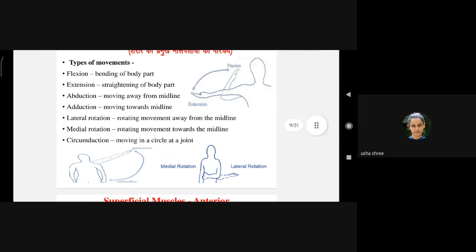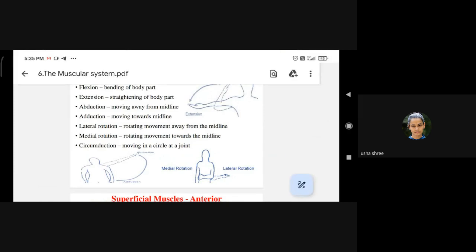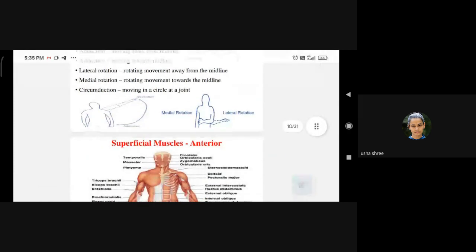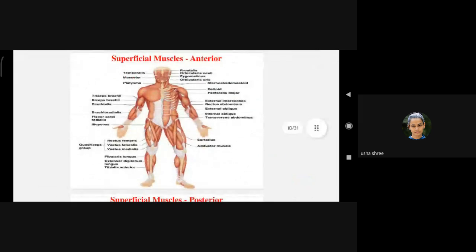So these are the movements we should know. Are these movements clear? Yes, ma'am. Okay. Now, these are the important muscles we need to know, the names of these important muscles. You can see here the major muscles. These are not very difficult. We all know them somewhat, a little bit. But these are some important muscles we should know.